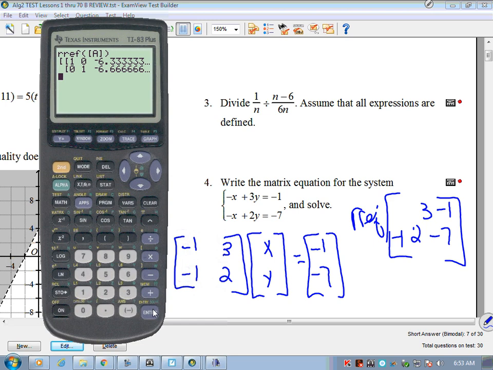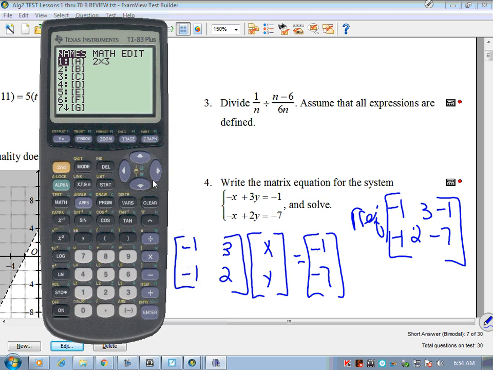Okay, this should be negative 1. I don't know how I did that, but let's go back and fix it. It's not really too hard to fix. We'll hit second matrix. We'll go back over to edit. Come back in here. Change that to negative 1. That appears to be the only mistake. So we'll try this again.